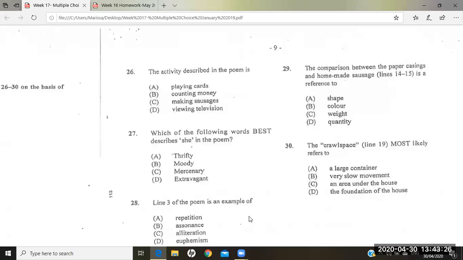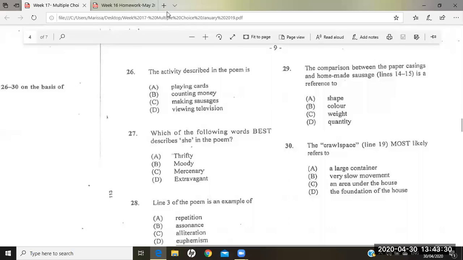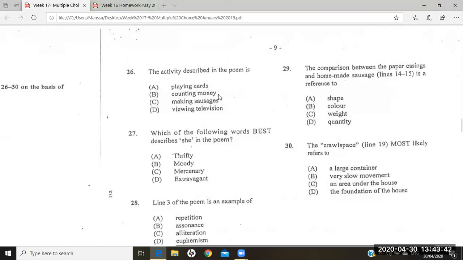26 says, the activity described in the poem is what? So what is the girl doing in the poem? What is the answer? Miss B. Yes, and Raphael is saying B as well. Yes, the activity described in the poem is B, counting money. So the girl is counting money because she brought out her coin banks and her abacus to help her count money.